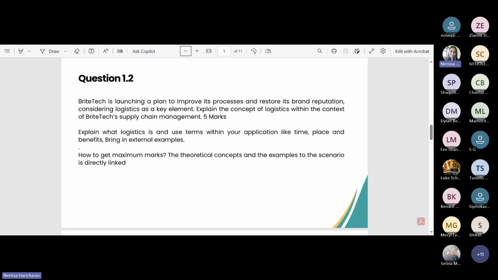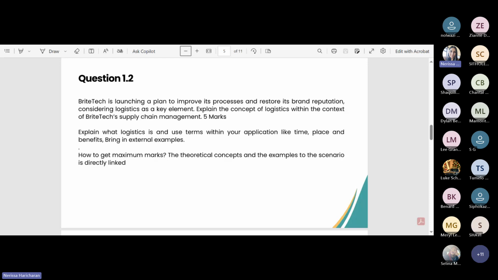When we're speaking about explaining the concept of logistics, you need to basically explain first what logistics is. Because me as the reader, let's say we have a moderator that's not part of supply chain, they don't understand what logistics is. So you now need to explain what logistics is, and that's where your theory comes into play. You then use your application, like speaking about the time, the place, the benefits of logistics to Brightech specifically.